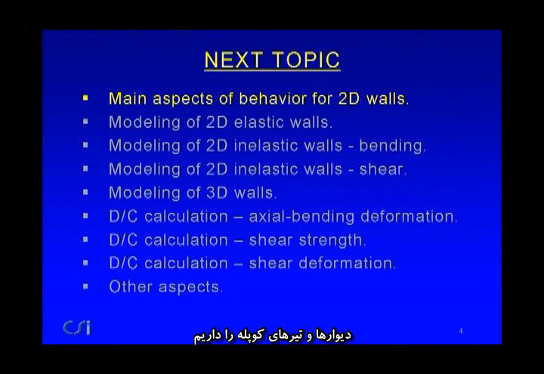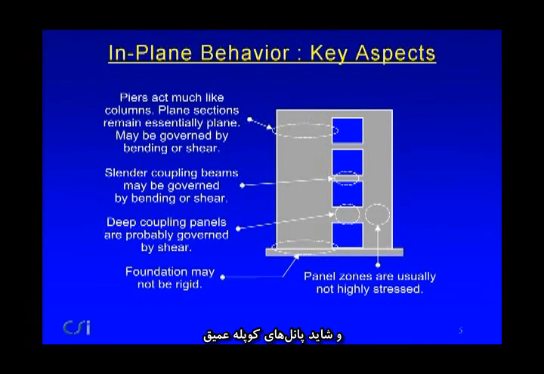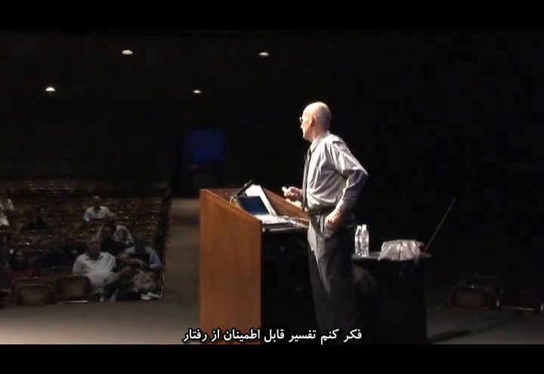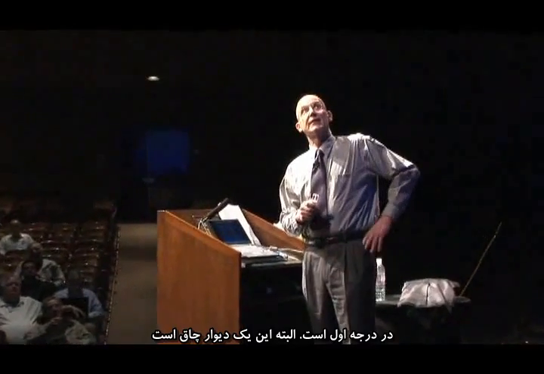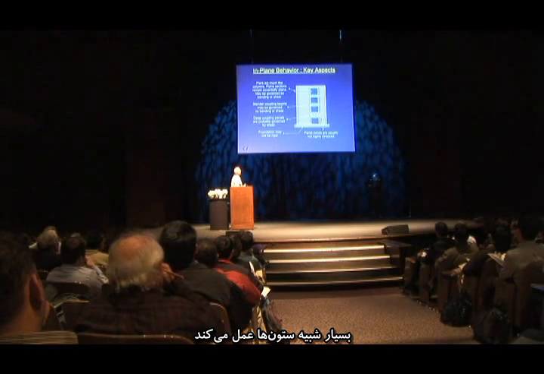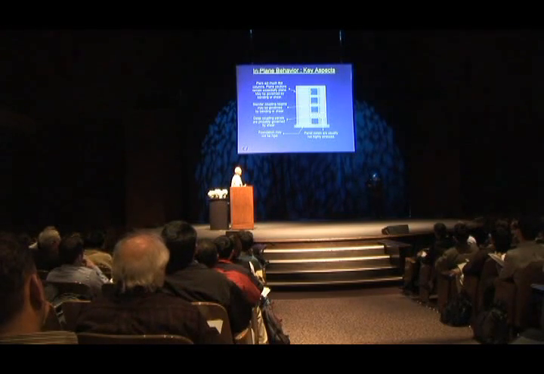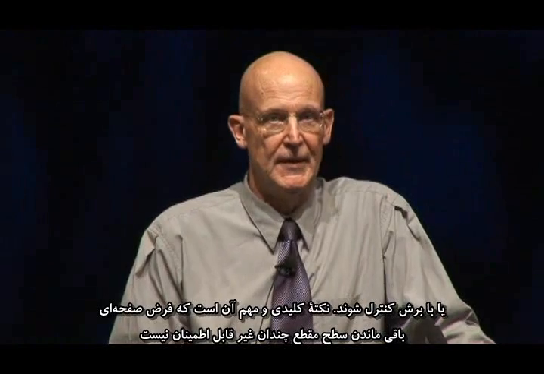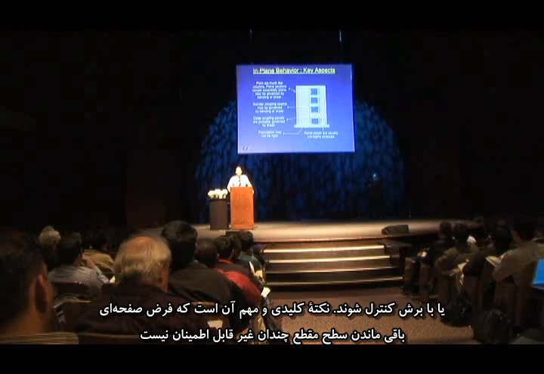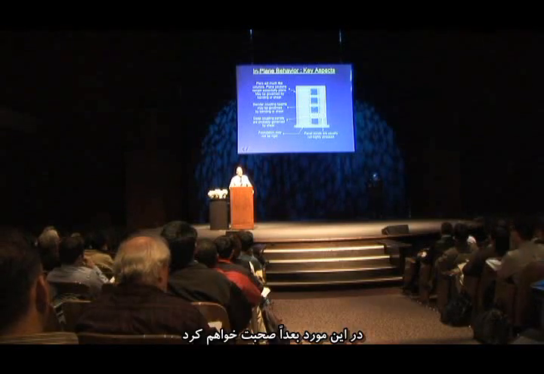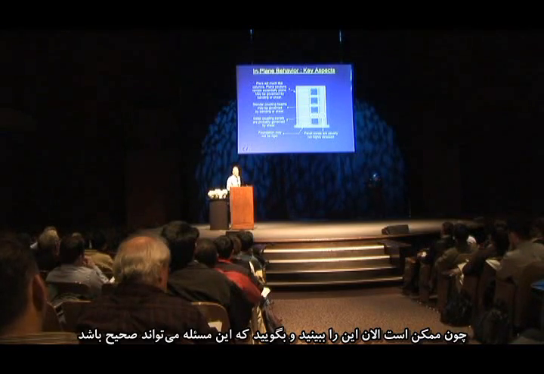And we have piers, coupling beams, maybe some deep coupling panels, and a few other things. And as indicated here, I think a reasonable interpretation of the behavior is the first one here. Even though this is a pretty fat pier, they act pretty much like columns, and plane sections remain essentially plane. Now, that doesn't mean to say they're necessarily governed by bending. They may be governed by bending, or they may be governed by shear. The key thing is that it's really not unreasonable to assume plane sections remain plane. I'm going to say more about this later on, because you might look at this and say, wow, that can't be right.